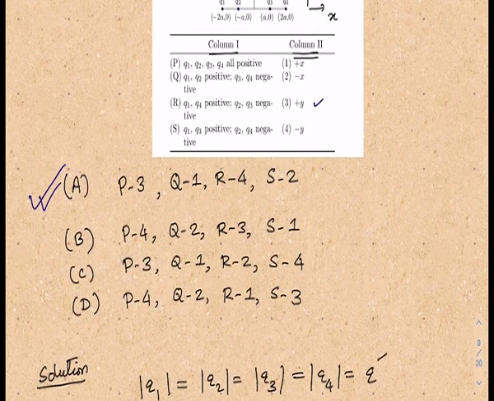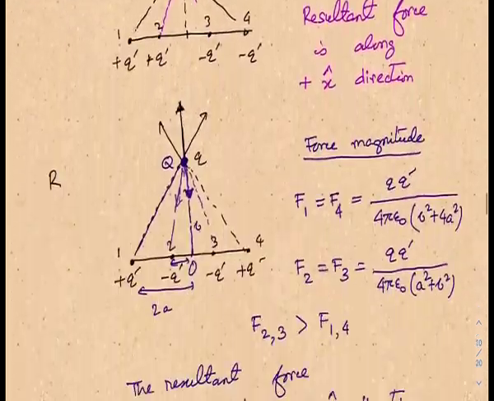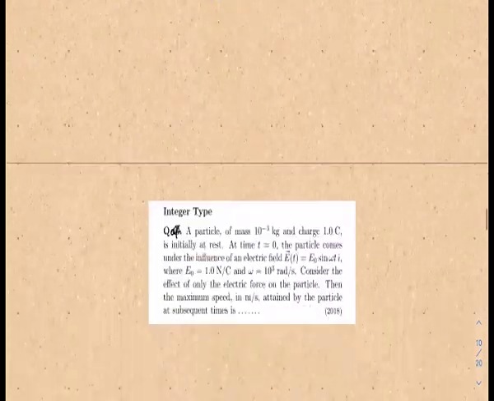When Q1, Q2 are positive and Q3, Q4 negative, then it is along plus x direction, and for Q1, Q4 in case R, it is along minus y direction, and in the other case it will be along x direction. So therefore option A is the correct one in this particular problem. It was an easy problem.